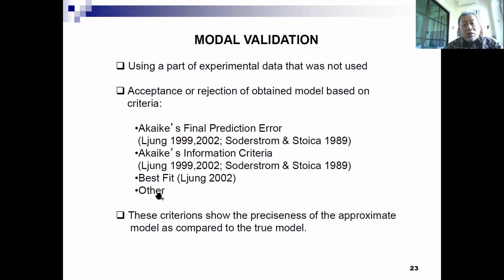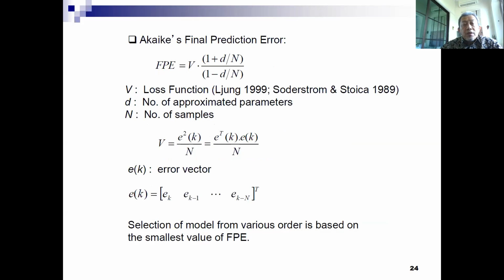Also it can be used, and the popular one is of course best fit, introduced by Lennart Ljung in 2002. So this criterion shows the preciseness of the approximate model as compared to the true model. So what is the final prediction error we discussed yesterday?